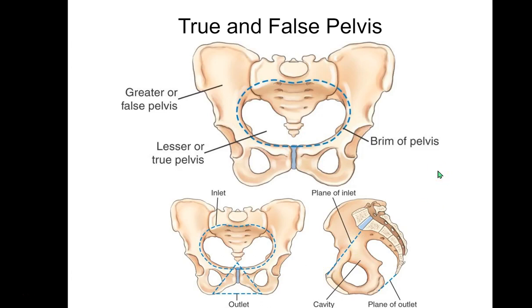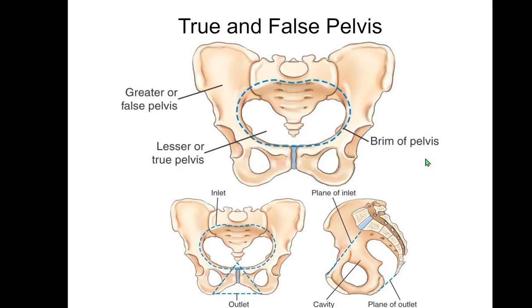The area above the pelvic brim is the greater or false pelvis. You can see it's kind of this area here. The wings make up the lateral portion. And the area below the pelvic brim then is your lesser or true pelvis.